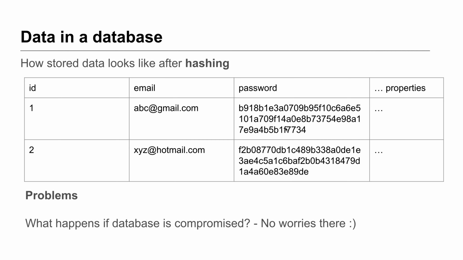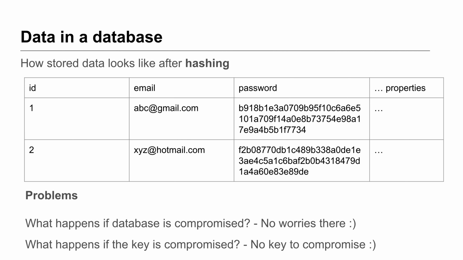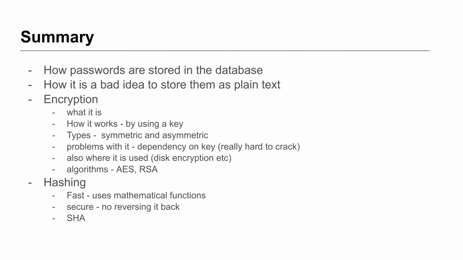So problems. What happens if the database is compromised? No worries, right? They can't get back the original password, because from hashing it's literally impossible. In encryption, there was still a possibility because we had a key. What happens if the key is compromised? Again, no worries, because there are no keys in hashing. So great. Now to the summary.